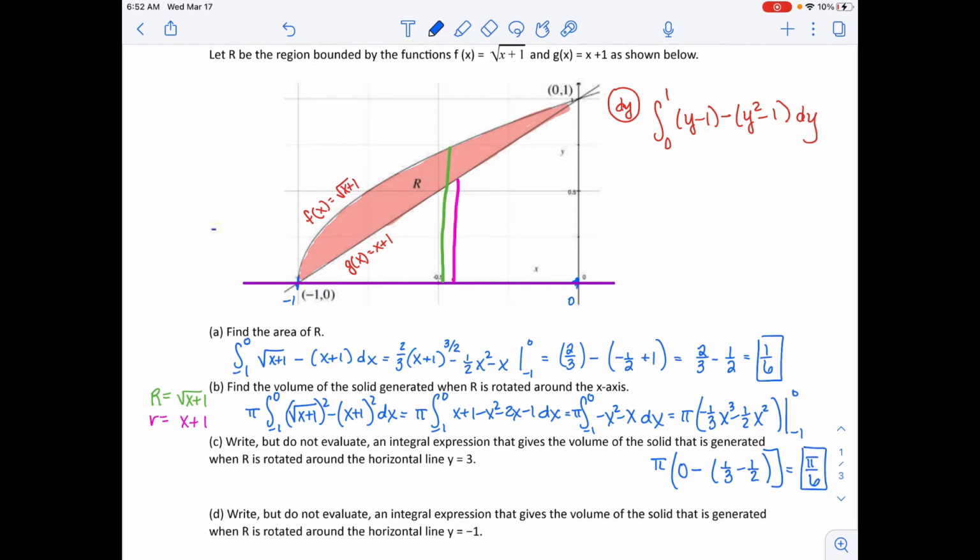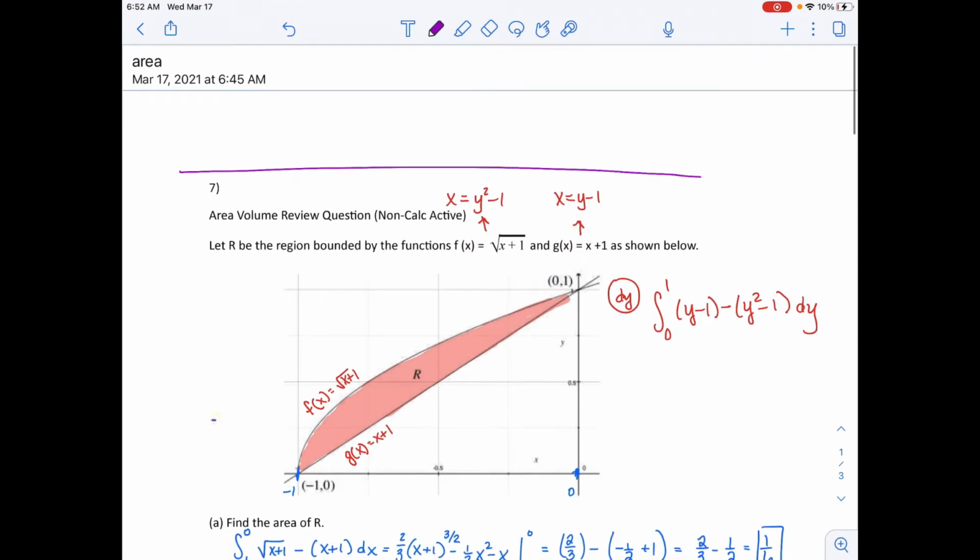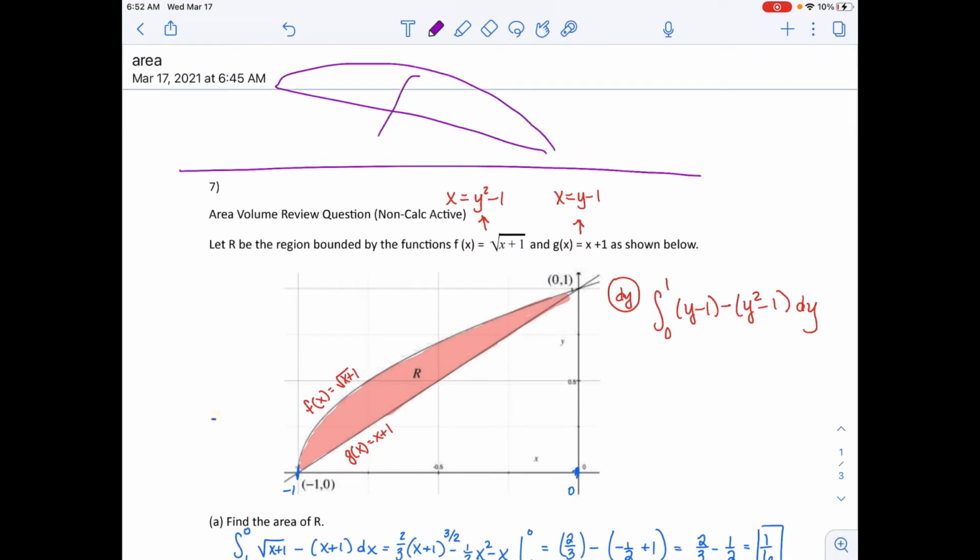All right, part C, write but do not solve the integral you'd use to find the volume by rotating around the horizontal line y equals 3. So again, on most of these AP problems, you're going to be way off the page, and then it's going to be up here, and this would be a huge mess on your paper.